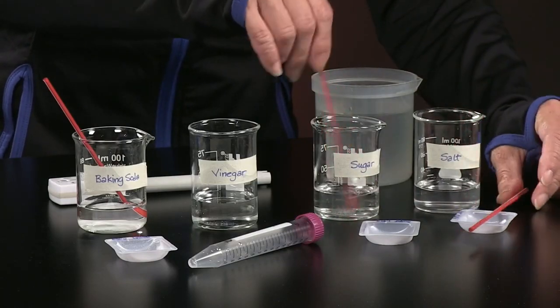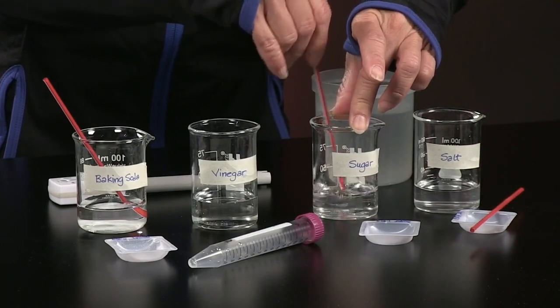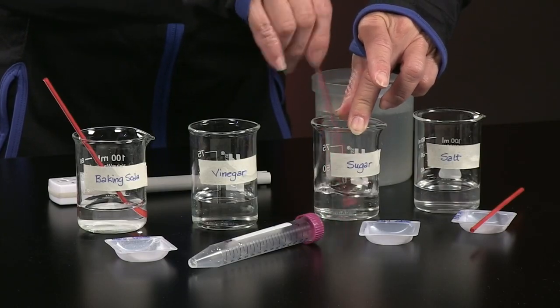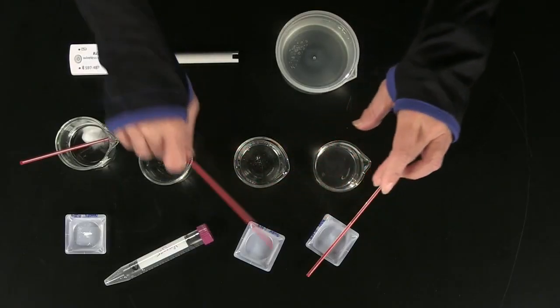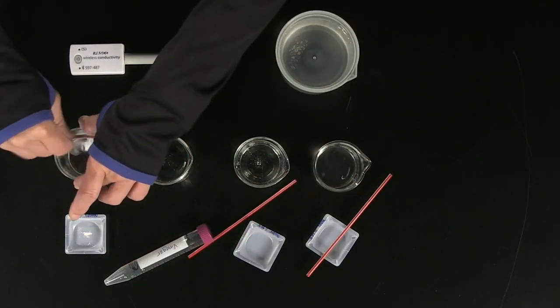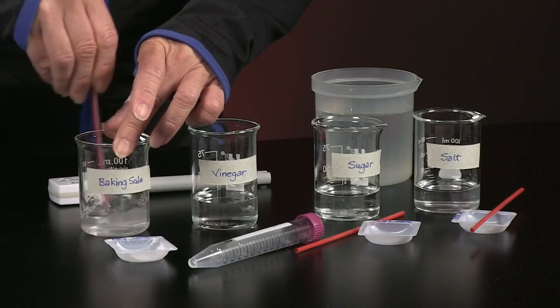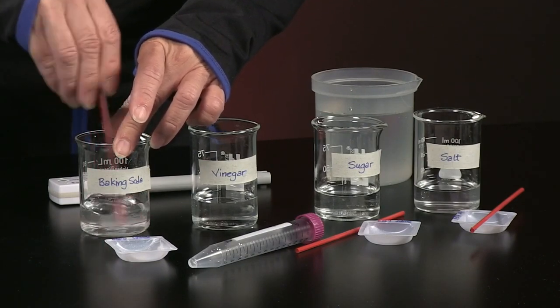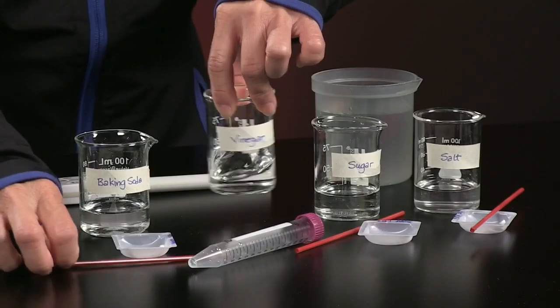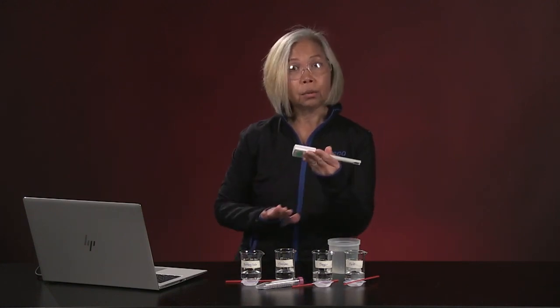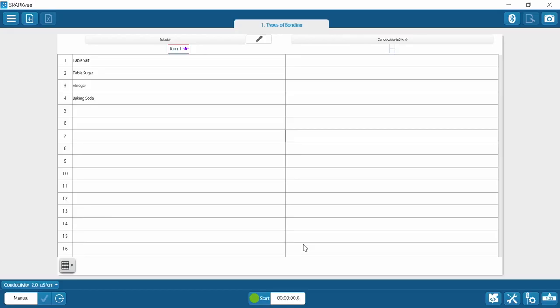That one looks good for sodium chloride. Looking really good for the sugar. Here's our bicarb. It's getting there. And for the vinegar, we're just going to give it a nice little swirl. So now we have our 4 solutions. It's time to get ready to measure the conductivity. And I've already used our Bluetooth connection to set us up. Again, this is experiment 10A under Essential Chemistry.